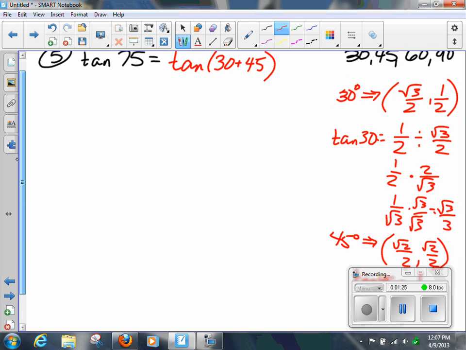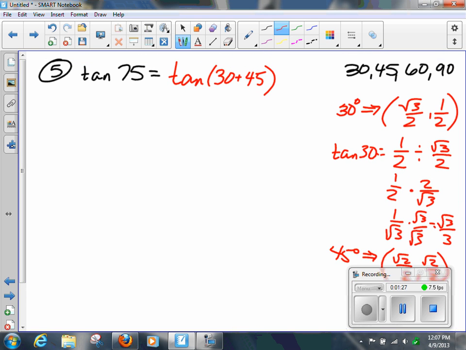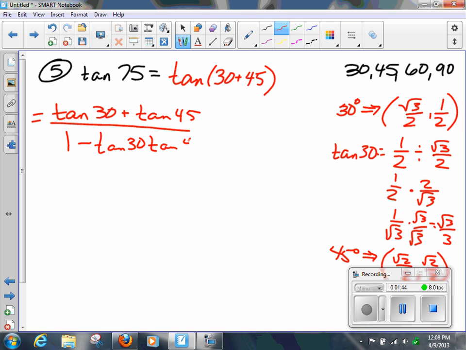Now, come back up here. Let's fill in the equation. I chose 30 plus 45. So my equation should say tangent 30 plus tangent 45 over 1 minus tangent 30 tangent 45. Do you guys agree with that? Good. Here we go. Fill in the values.